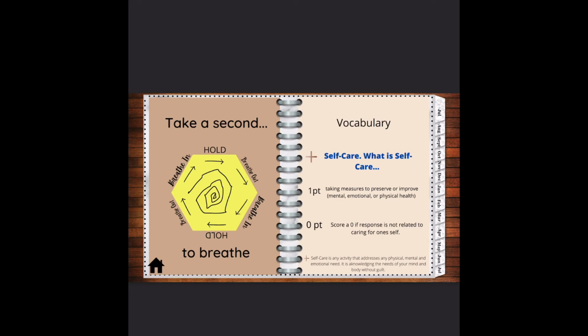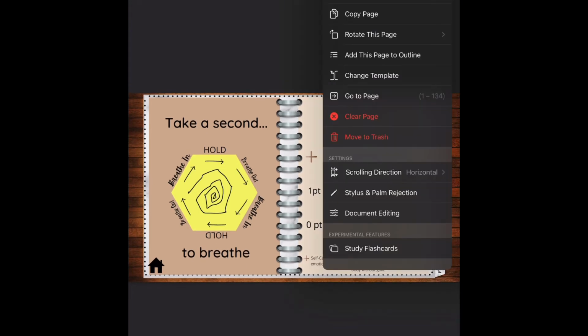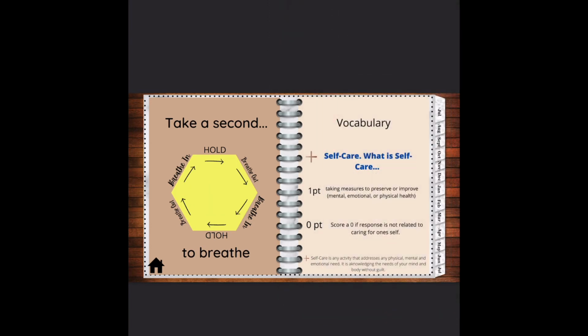And once you feel like you're done or you feel like you need to do it again, you can go up to these three dots in Goodnotes and actually clear the page and do it again if you need to.